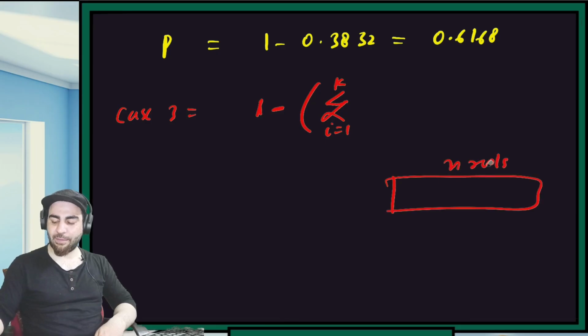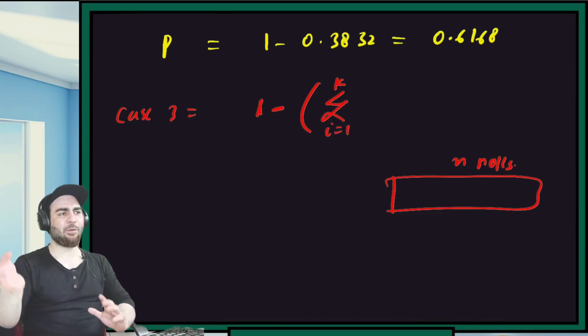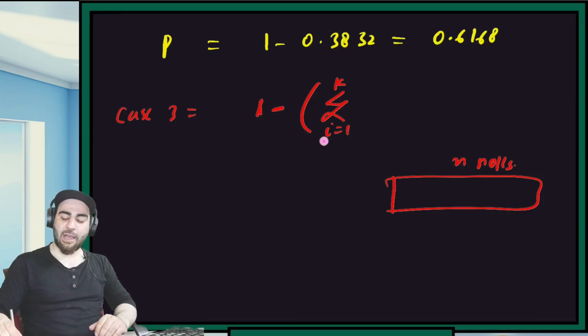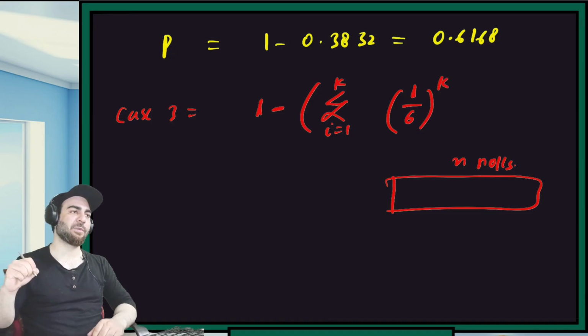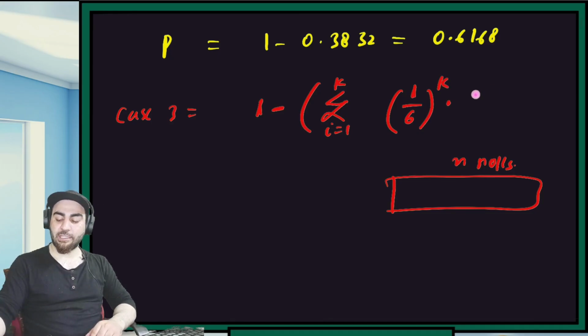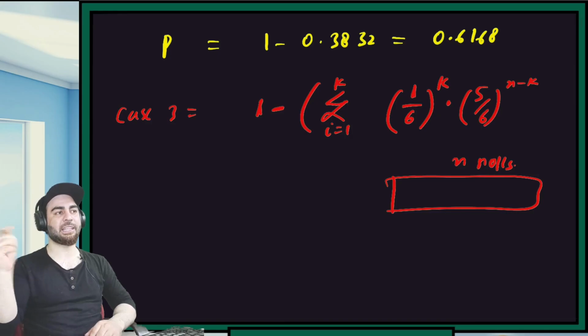So I'll just make the problem more general. I have n rolls, and out of n rolls I want k sixes. In this case I want, out of 18 dice, 3 sixes. So now i goes from 1 to k. On the k dice I want a 6, so the probability should be 1 by 6 to the power k. For the other n minus k rolls, I should have a non-6, so that is 5 by 6 to the power n minus k, the probability of a non-6 number on those.